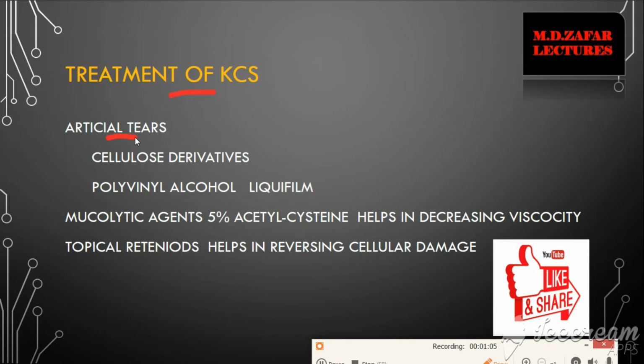It includes artificial tears, which include cellulose derivatives, polyvinyl alcohol like liquid film, and mucolytic agents, which include 5% acetylcysteine. Now this mucolytic agent will help in reducing the viscosity of the thick tear film, and we can also use topical retinoids, which help in reversing the cellular damage that has occurred as a result of frictional damage.